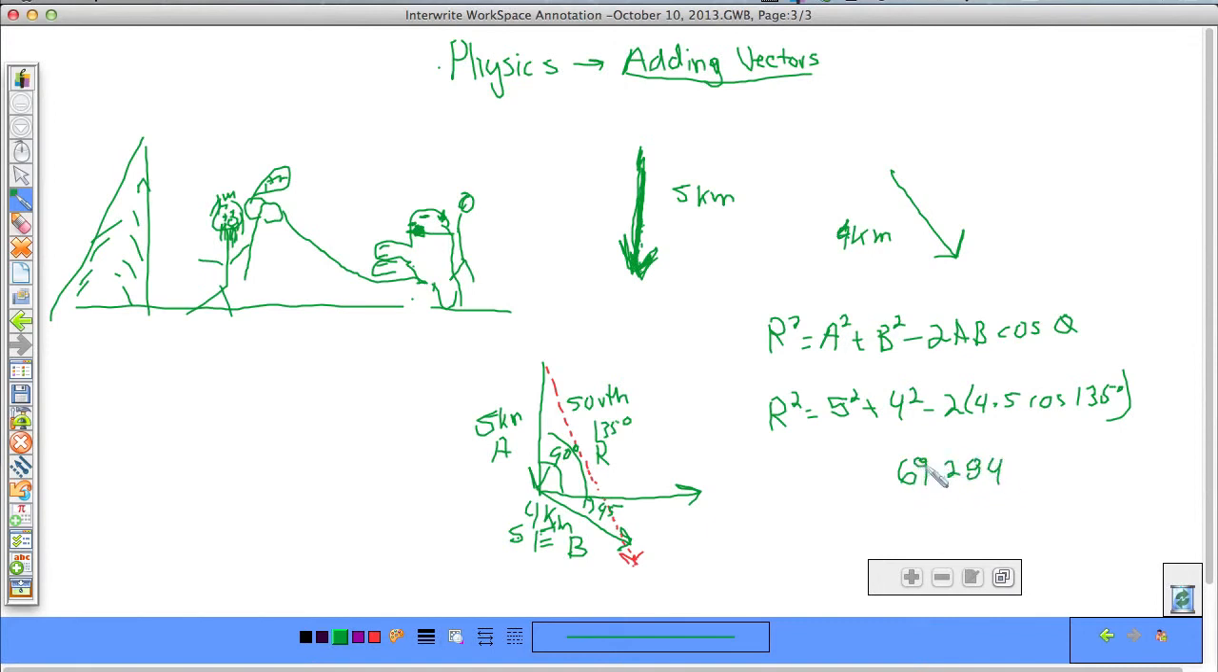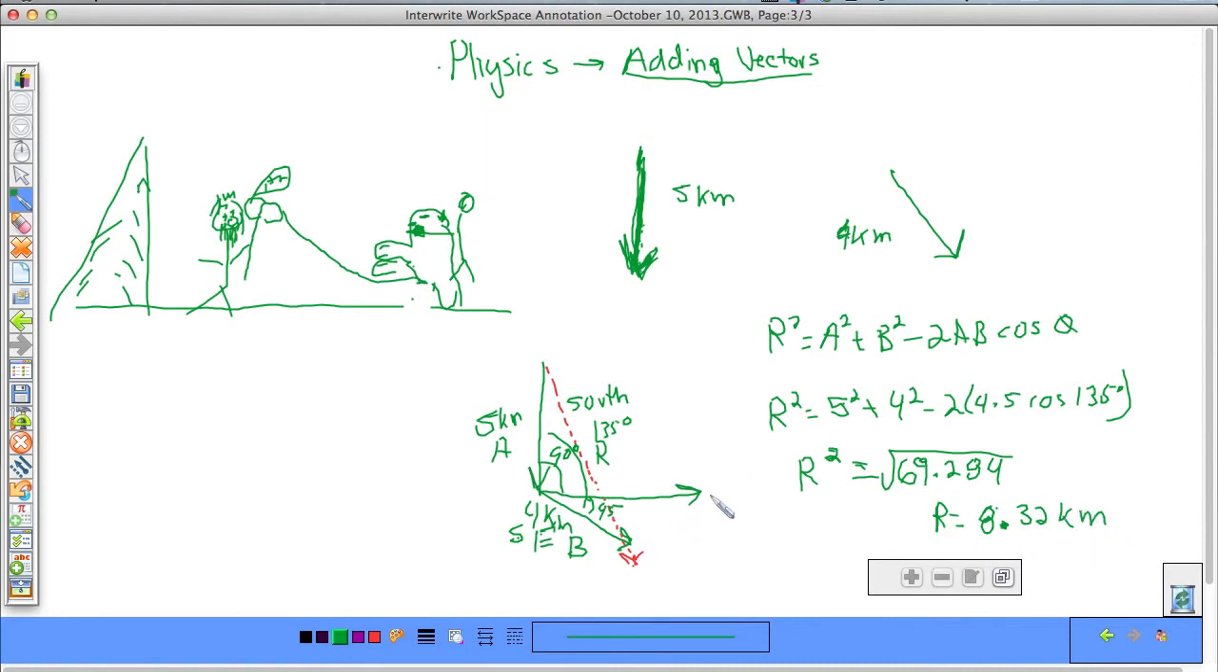So if you calculate this right here, it ends up to be like 69.284. And so that's r squared equals 69.28. So if I take the square root of that, I get r equals 7. No, wait, no. What is it? 8.3, sorry. Couldn't read my calculator. 8.32 kilometers. Okay? And so where are they?